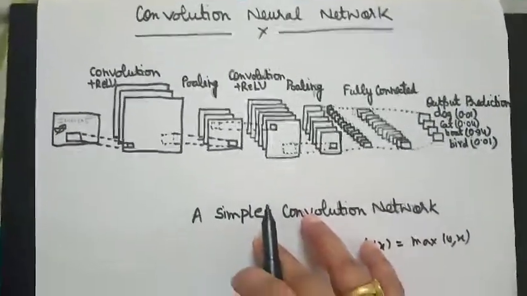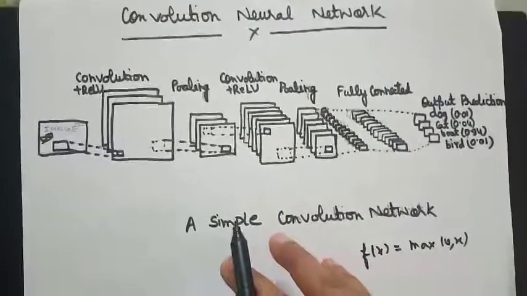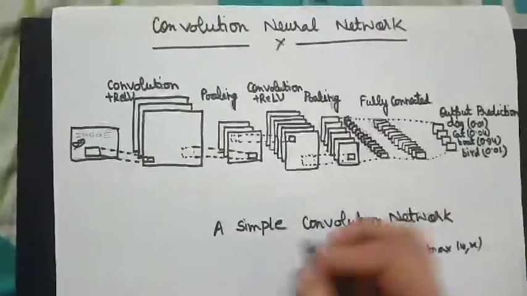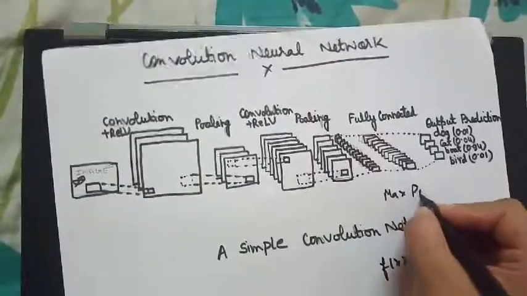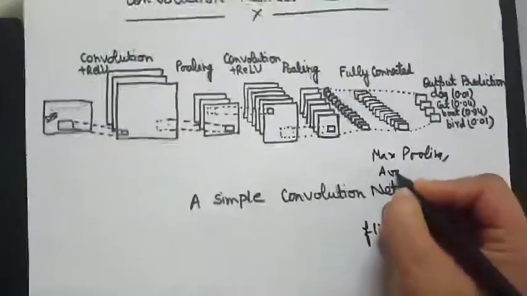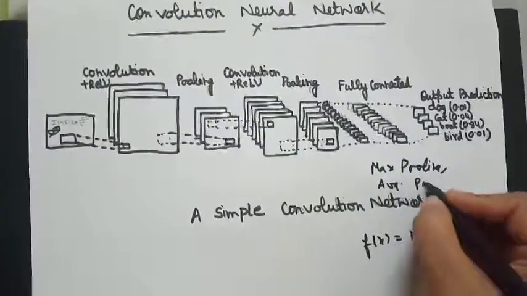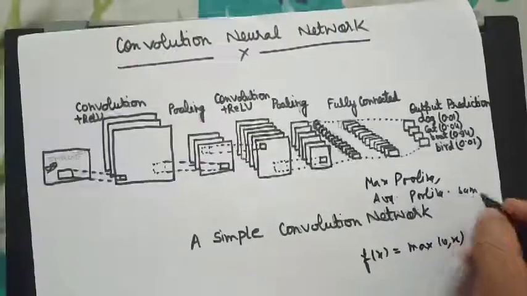Basically, there are three types of pooling methods we generally employ in the network. The first one is maximum pooling, or we can say max pooling. The second one is average pooling, and the third one is sum pooling.